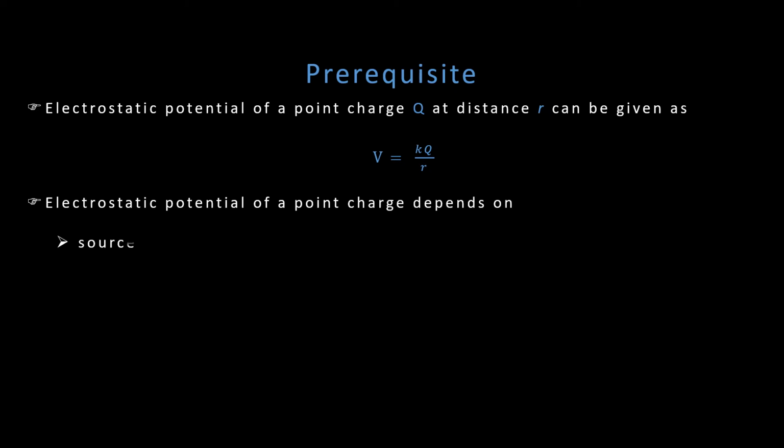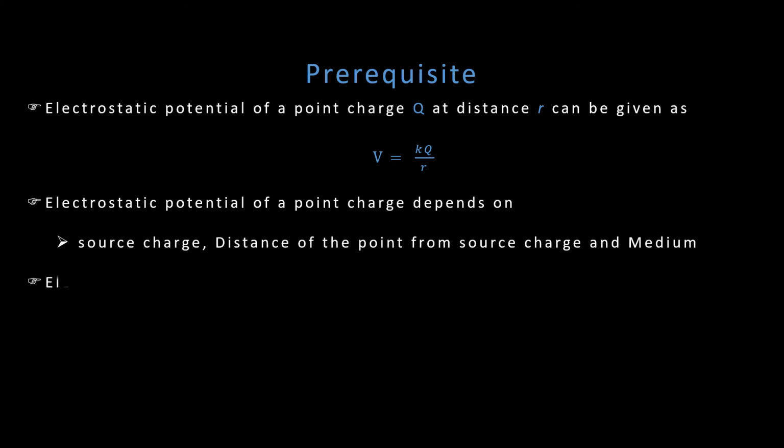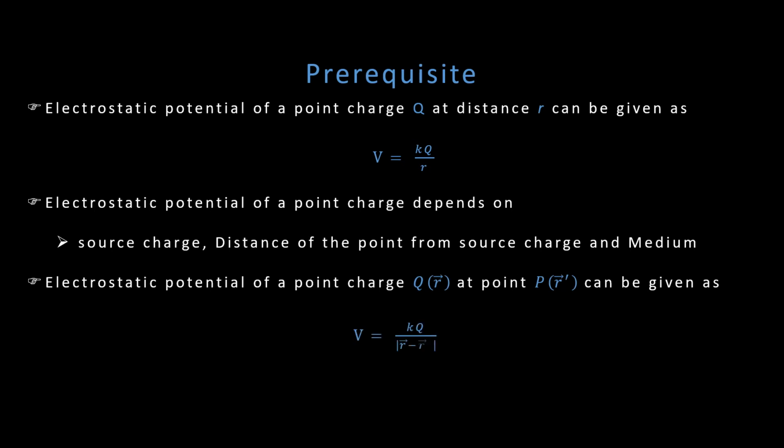And we know that potential depends on the point charge, the distance and the medium. In case of a coordinate system, when you are told that the point charge is at position vector r and the point where we want to find the potential is at position vector r prime, we have to use this formula. Mod r minus r prime is nothing but distance. So in a coordinate system, we can use this formula: kq by mod r minus r prime.